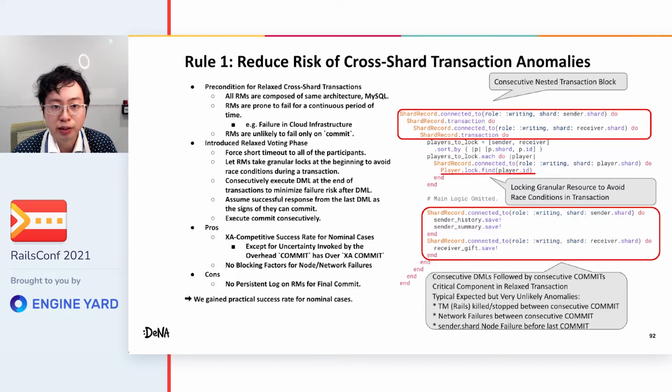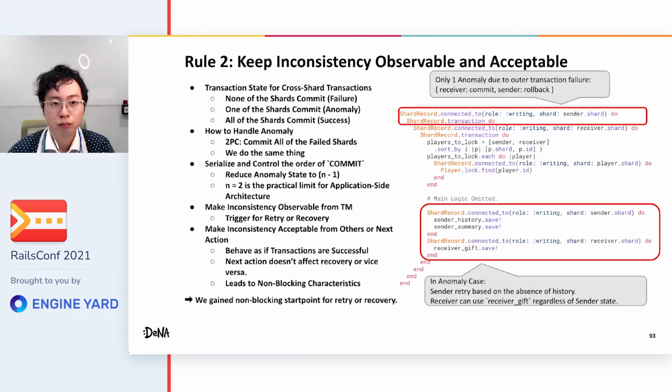Here, we have achieved an XA-competitive success rate for nominal cases, except for the difference from XA prepare to update, and for the difference from XA commit to commit. Also, there are no blocking factors for node or network failures. Although we do not have a persistent log on resource managers, we have gained a reasonable success rate for nominal cases here. Rule 2 is to keep inconsistency observable and acceptable.